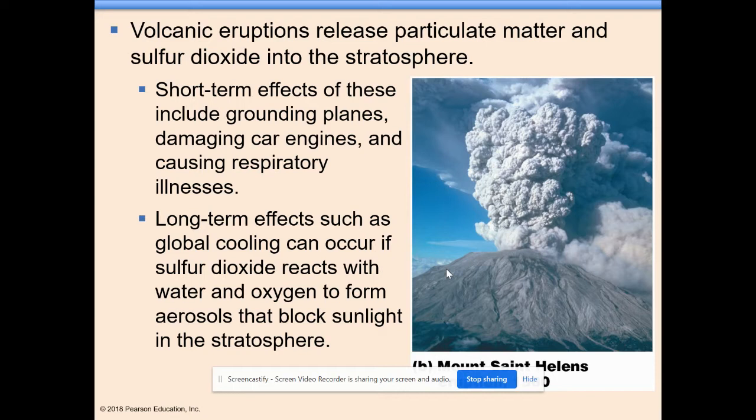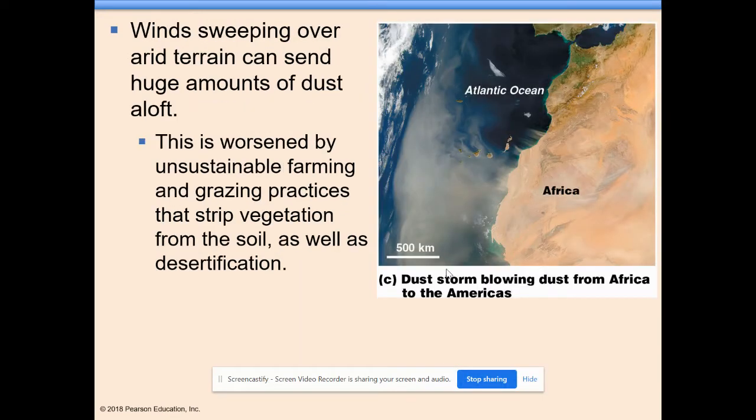Short-term effects, it can ground planes, it can damage car engines. We saw this in, I believe, Iceland in 2013, where there was a volcano that erupted and caused planes to be grounded. And it can cause respiratory issues. Long-term effects, it can actually cool the atmosphere or cool the earth because it blocks sunlight. And it produces sulfur dioxide, which again can block the sunlight and also cause acid rain.